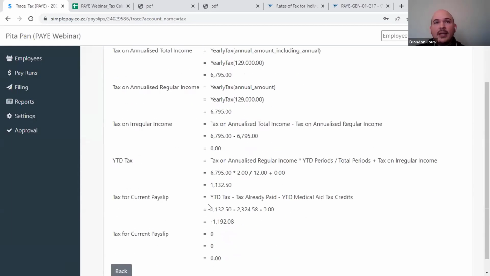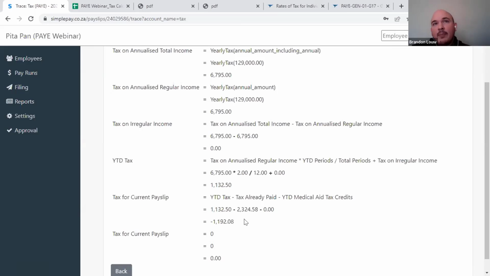And when we calculate PAYE on that figure, we determine that she only had to pay 1,132 Rand and 50 cents for March and April, but she's already paid 2,324 Rand and 58 cents. So in other words, she's overpaid PAYE for March and April, and there's 1,192 Rand and 8 cents that's owed to her. Now, SARS doesn't allow refunds on the payslip. And the reason for this is because this is a cumulative calculation. If her salary went up drastically now in the next month, so maybe it went back to 20,000 or 25,000 or 30,000, essentially what's going to happen is this amount that's owed to her would then be offset against that next period, right?